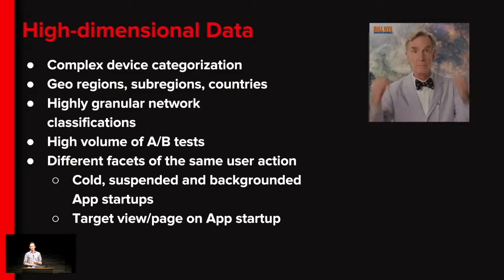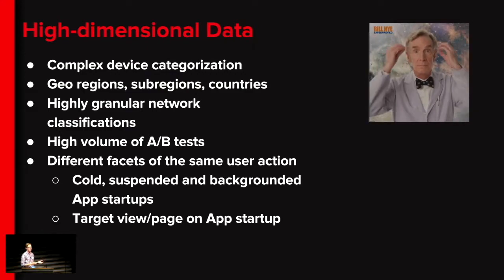We run a lot of A/B tests too. Those A/B tests might affect how the client behaves, how the app behaves, so we need to track those too. We need to track the A/B test to see if the user is getting a different experience or not. Some actions also have different facets. App startup, for example, might be a cold startup or a warm startup, and we need to be able to differentiate those because those are really different things.